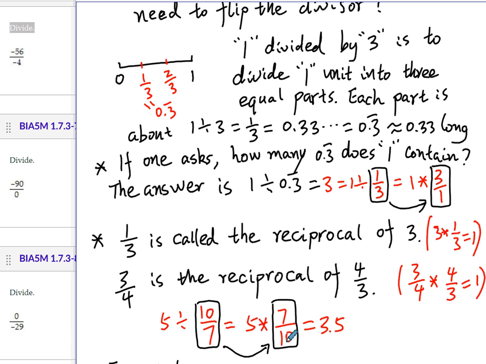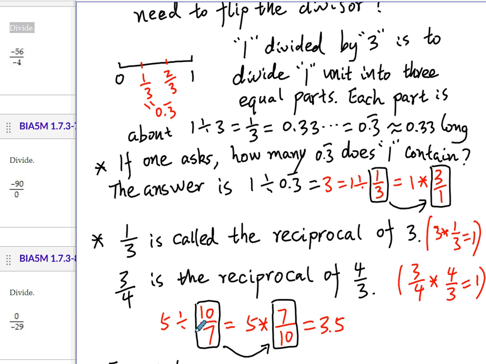So for the multiplication, 5 times 7/10 is adding 7/10 5 times. That is 7, 7, 7, you add 7 5 times. You then have 35. 35 divided by 10, so you have 3.5. So that's the way to do the multiplication.